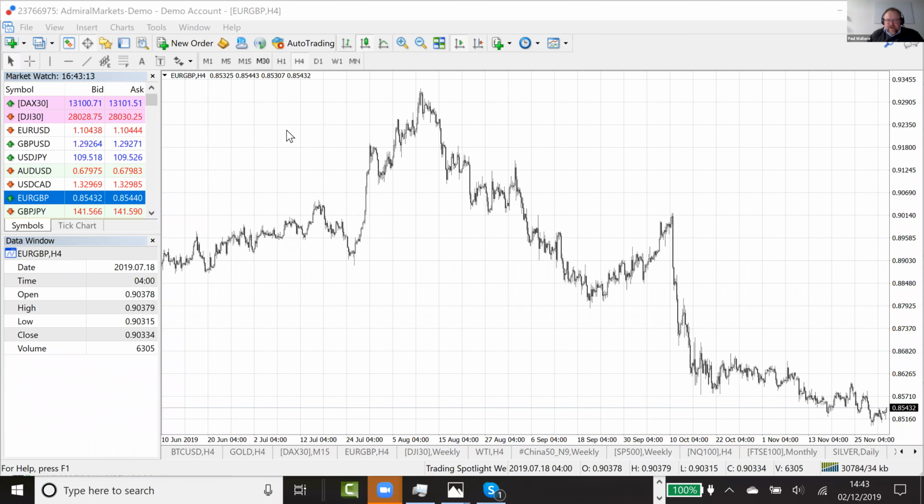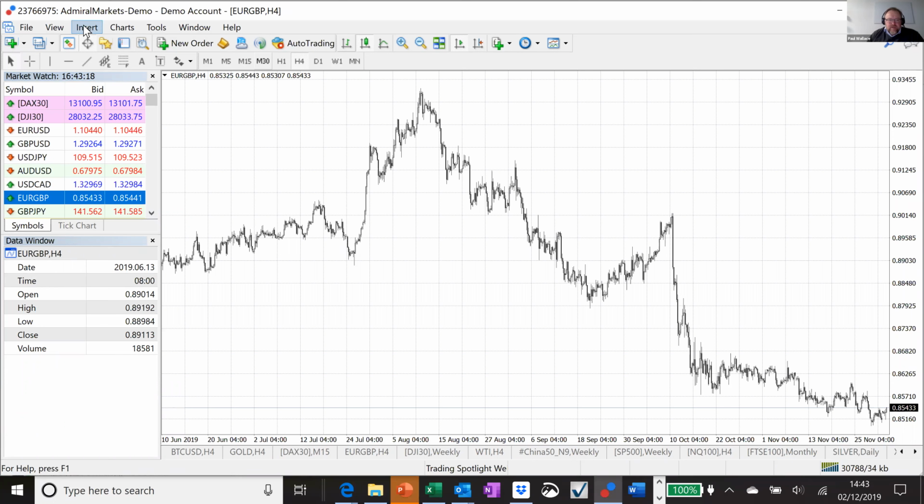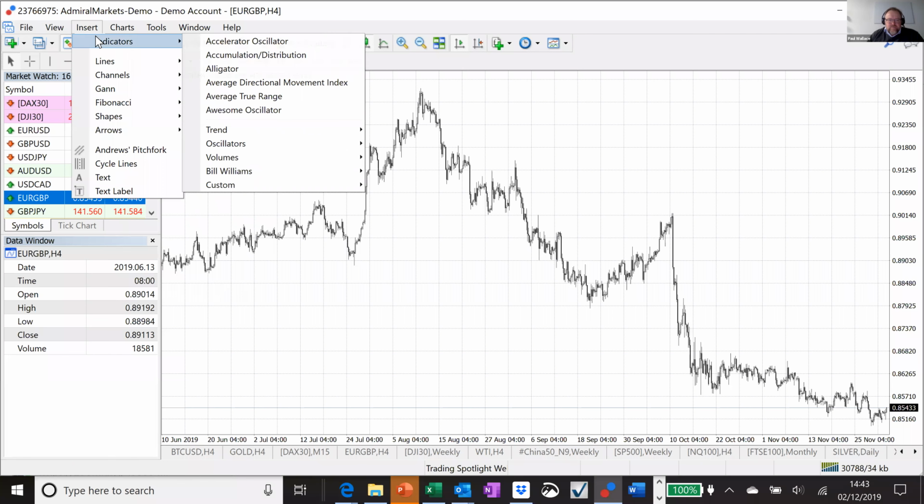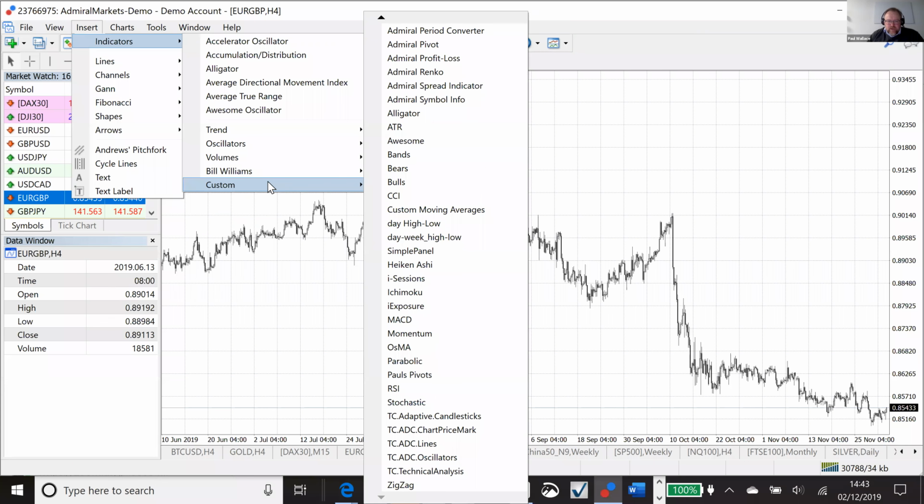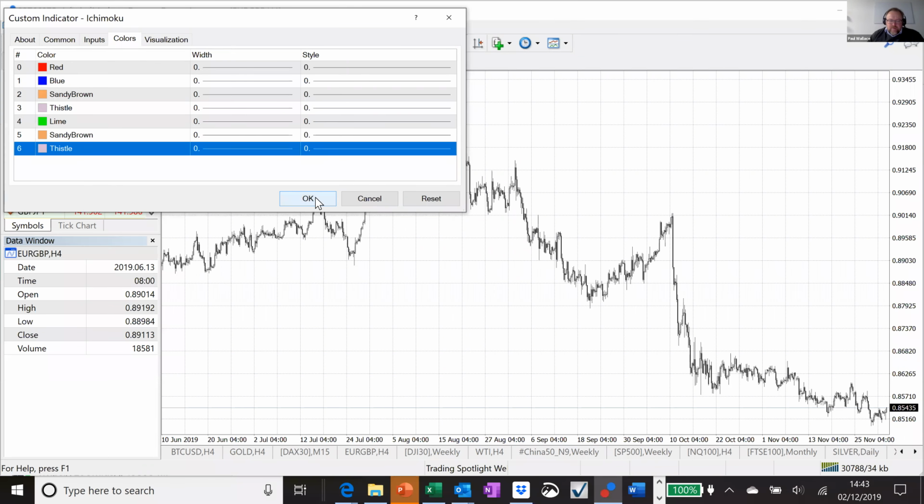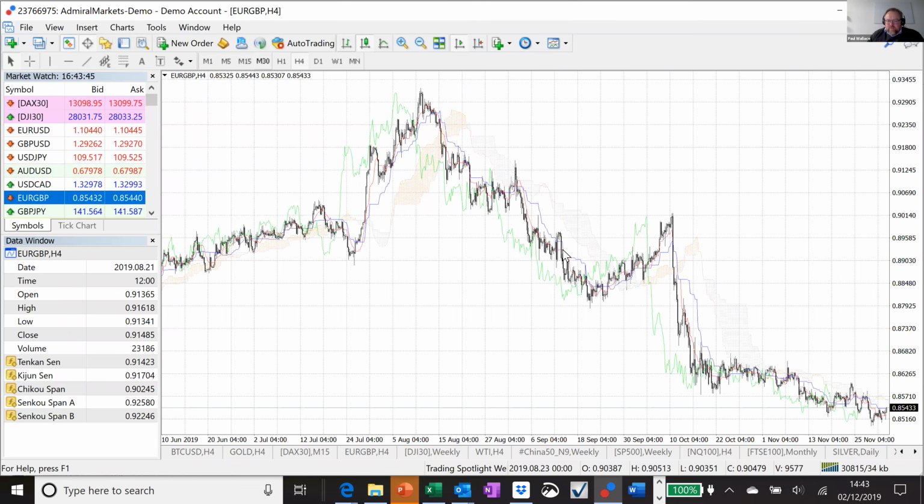Now, what we want to do is find out how we can turn this into Ichimoku. So what I have here are the indicators, and if you go down to custom indicators, and then go down to Ichimoku, there you can find it under custom indicators under the insert tab on your MetaTrader platform. And when we do it, there we go. I'm going to show this at the moment how it is, because I'll show you as an example. When you bring it up, that's how it particularly comes out at the moment.